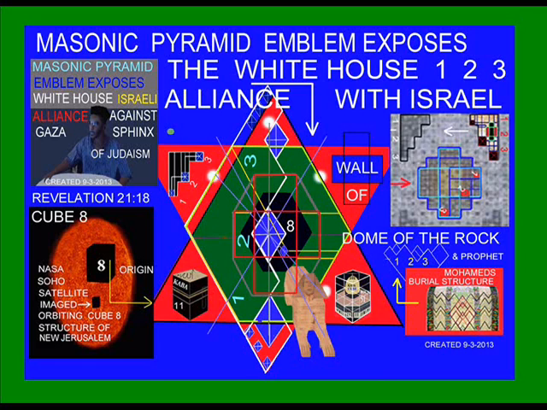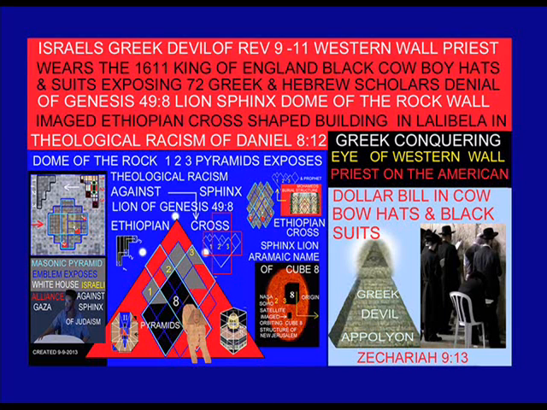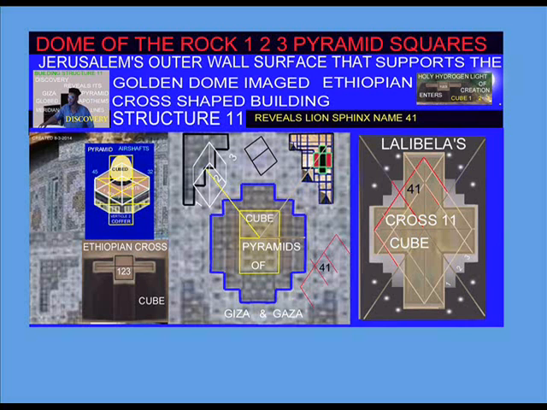So this is where we see the fourth son of Jacob that's referred to in Genesis 49 chapter and 8 verse, the first book in the King James Bible, entered into ancient Egypt amongst the 12 sons of Jacob, where we currently see him today cast down in front of the Isaiah 19:19 Egyptian pyramids as the biblical North African couching lion Sphinx of ancient Giza and Gaza that was denied in theological racism by the 1611 King of England upon his 72 Greek and Hebrew scholars.